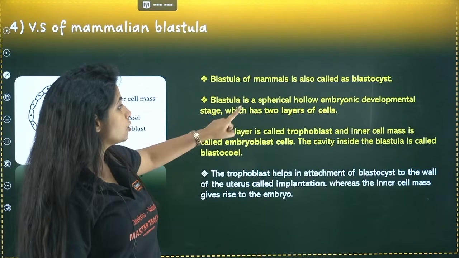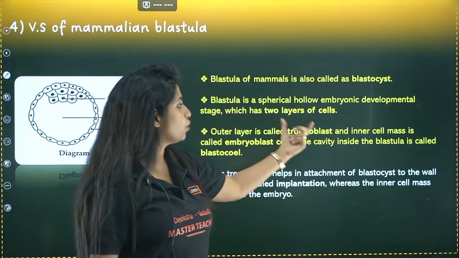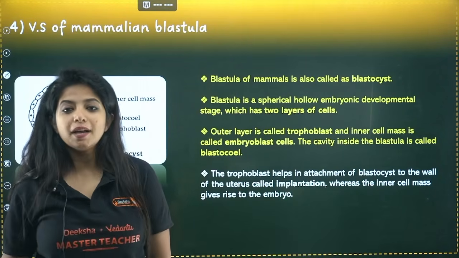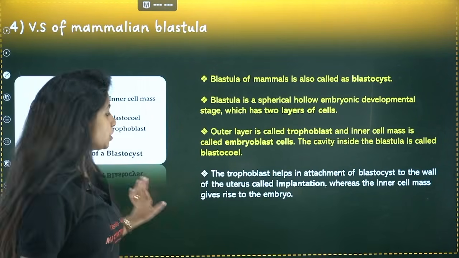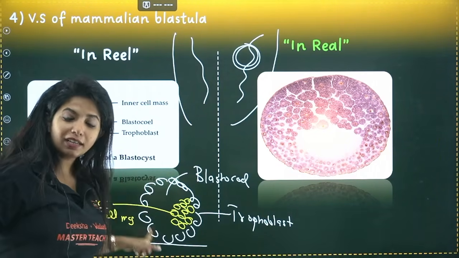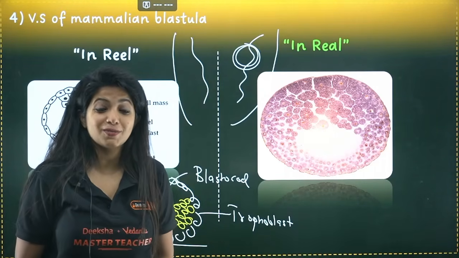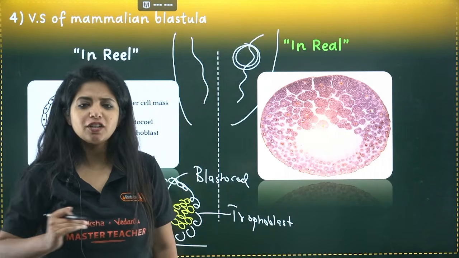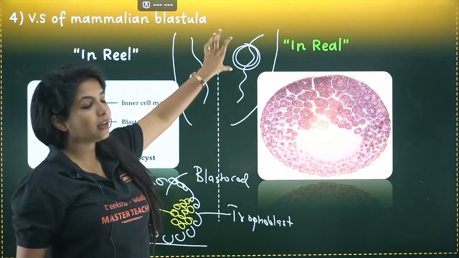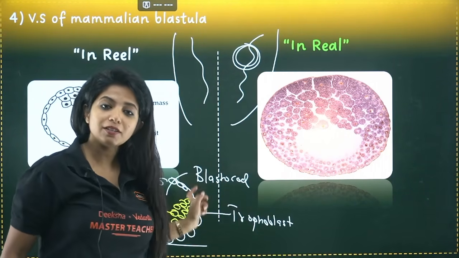I already told you, blastula is a spherical, hollow, embryonic developmental stage which has 2 layers of cells. The outer layer is trophoblast, and the inner cell mass is called the embryoblast. The cavity inside the blastula is known as blastocele. Whenever it gets embedded inside the endometrium, the outer layer, the trophoblast, will help in the formation of the placenta. Partially, it helps in the formation of placenta. The fetus cannot always rely on the endometrium. You need a better tissue, and that is the placenta. So the trophoblast is going to help with that.